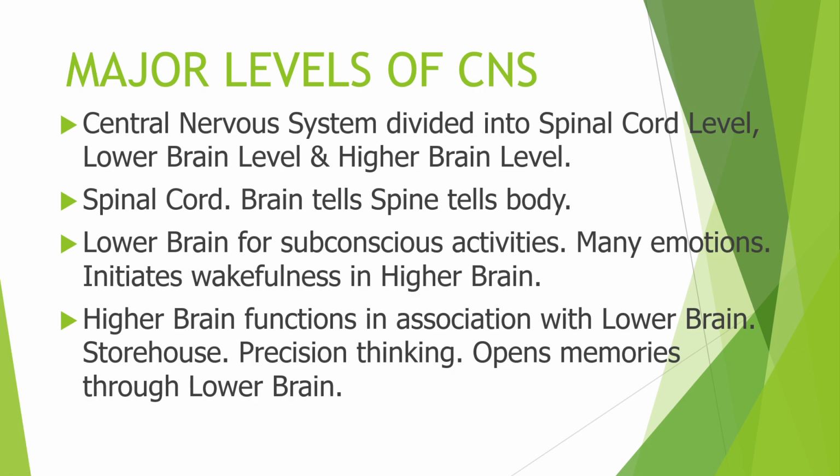The nervous system is divided into the peripheral nervous system, called the PNS, which is in the body, and the central nervous system, which is in the brain and spinal cord. There are three levels of the CNS: the higher brain, the lower brain, and the spinal cord. The higher brain is involved in conscious activities. The lower brain is involved in subconscious activities. So the things we don't know are happening are done by the lower brain, and the spinal cord receives instruction from the brain to tell the body.